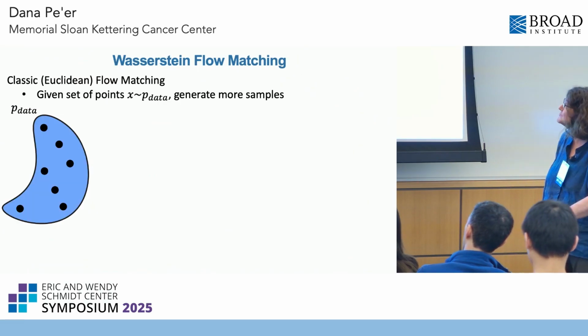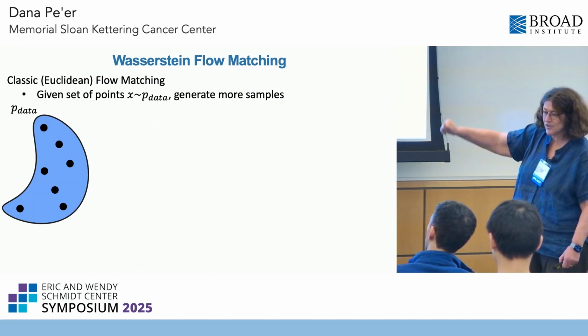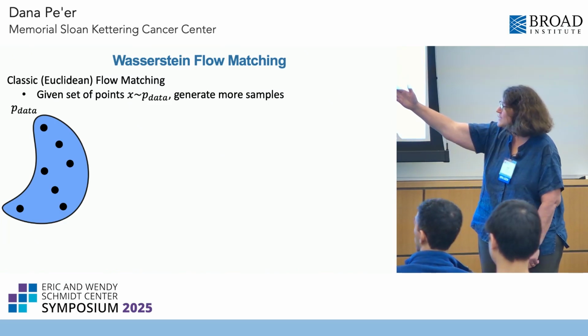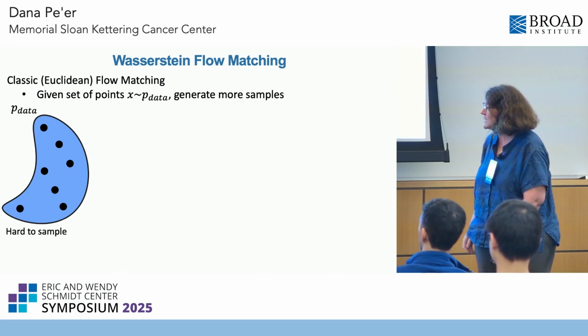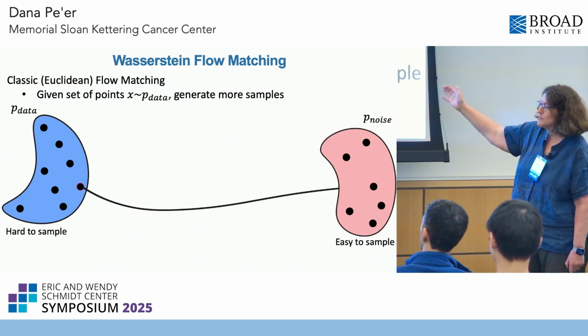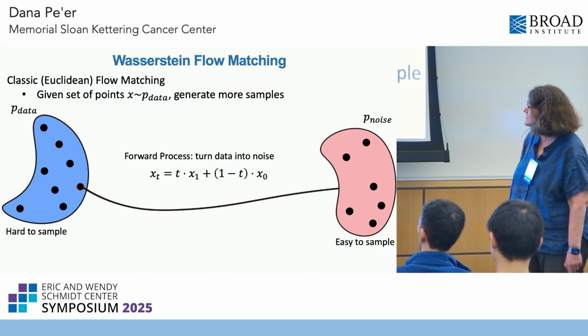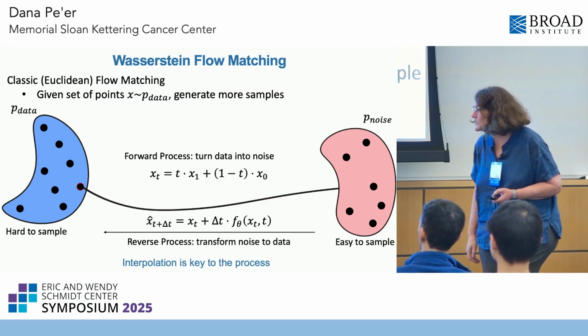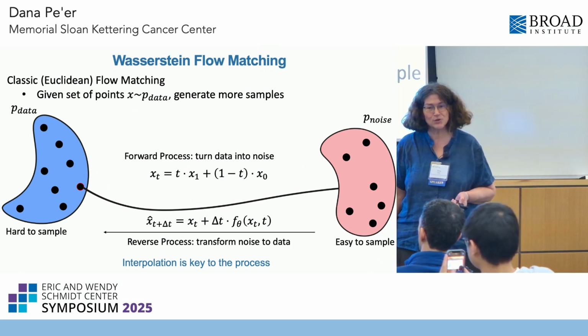Generative AI. And so we're going to use diffusion, flow matching. Basically you have data, it's hard to generate a sample from that. So you're going to sample from noise and learn to go from noise to a sample. That's what diffusion does. You have a forward process to learn a reverse process, and what you really need to make this work is interpolation.